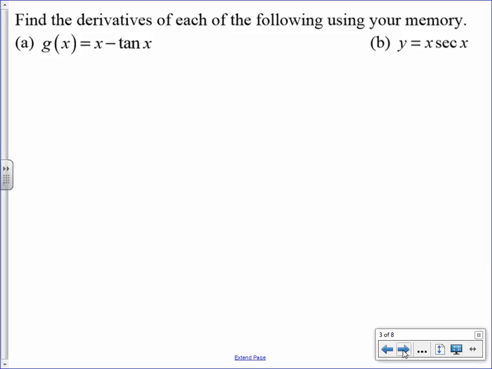So, if g of x is x minus tangent of x, then the derivative of g: what's the derivative of x? 1. Minus, what's the derivative of tangent? Everyone together, what's the derivative of tangent? Secant squared of x. Yes.